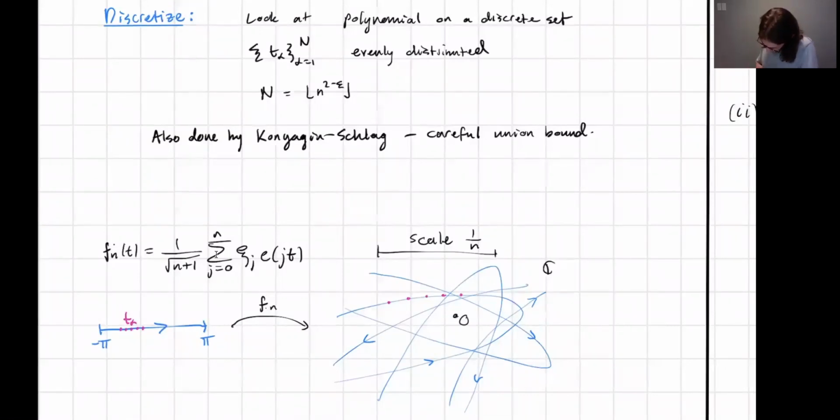So again, here's my normalized polynomial. This is a function that maps this interval minus pi into the complex plane. And we're looking at how close, so you get a random curve in the complex plane. So you sort of have a particle whizzing around. And we're looking at the closest it gets to the origin, which is at scale 1/n.